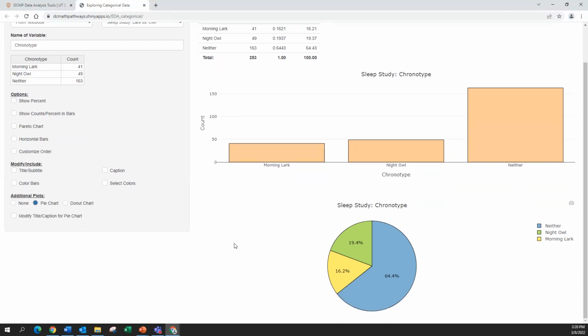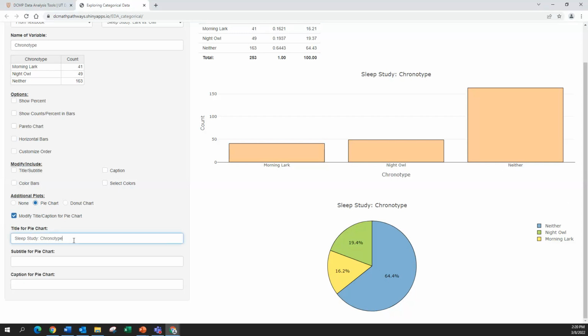So things that I want you to do then is to change the title and the subtitle. So down here underneath pie chart, it says modify the title caption. Okay, so the title is Morning Lark versus Night Owl. And you could do something different for the title, completely up to you. But you want something connected to your data so that it gives a little information.